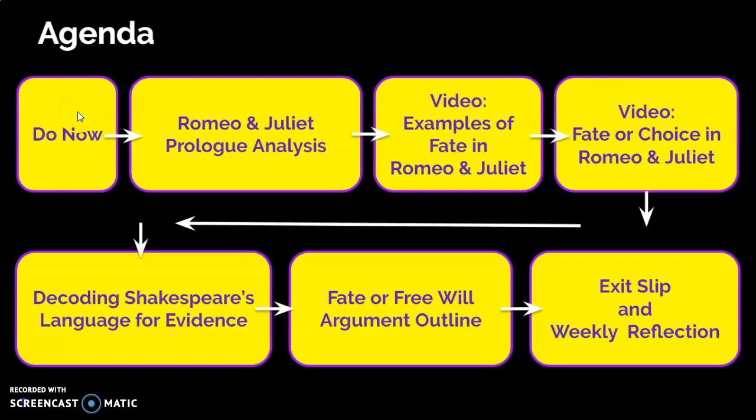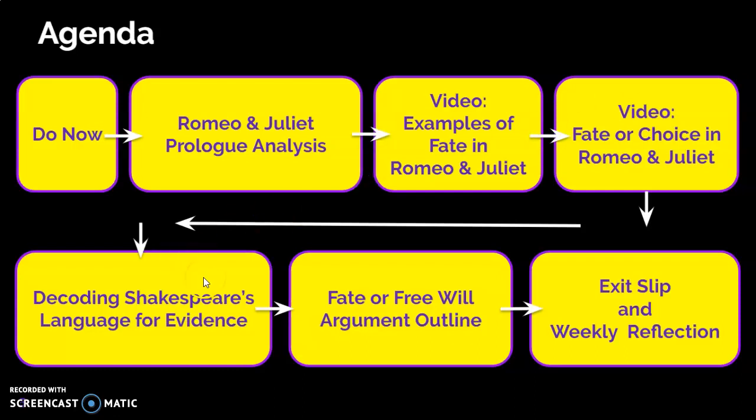After completing the do now, we're going to take a look at the Romeo and Juliet prologue and analyze how the words really tell us both a summary of the story and give us some insight into fate or free will. We're also then going to move to a video that shows some examples of fate in Romeo and Juliet as Shakespeare's words revealed it. Another video is going to have fate or choice, actually giving us an example of the kind of debate that we want to entertain throughout this lesson.